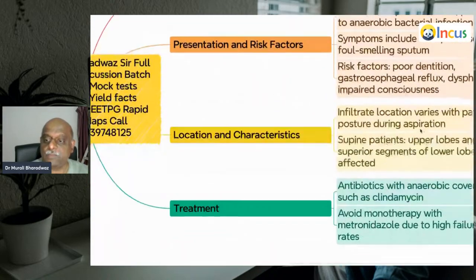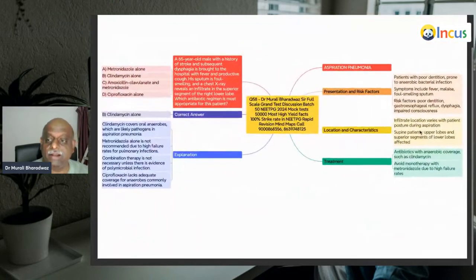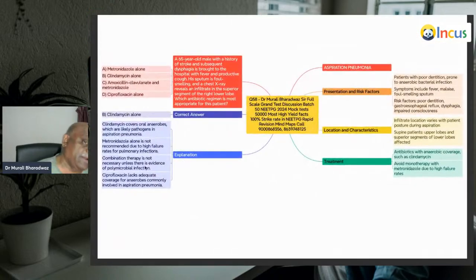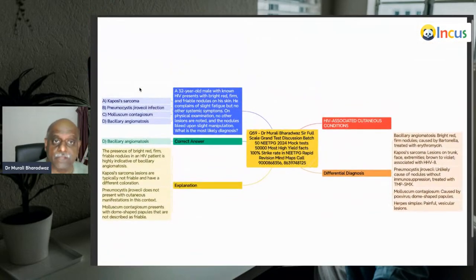So once more, aspiration pneumonia, how do you treat? Avoid monotherapy with metronidazole because it leads to a high failure rate, is what you should remember.